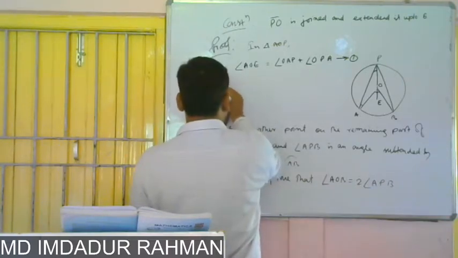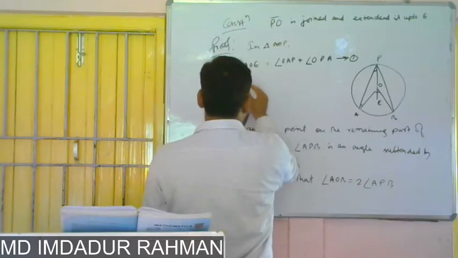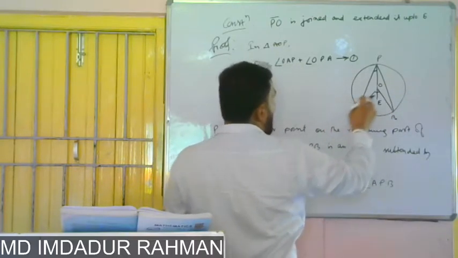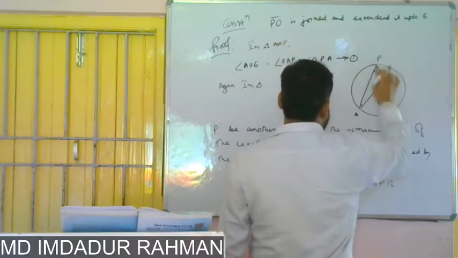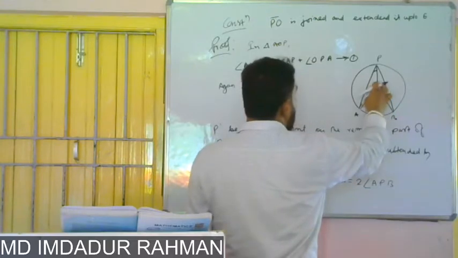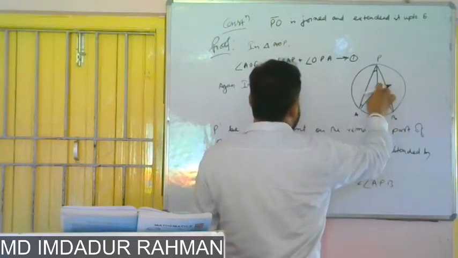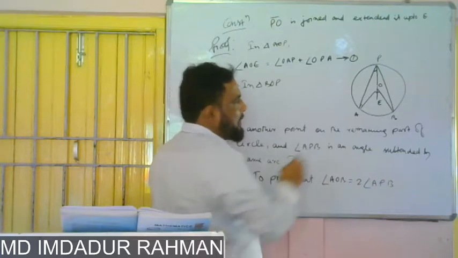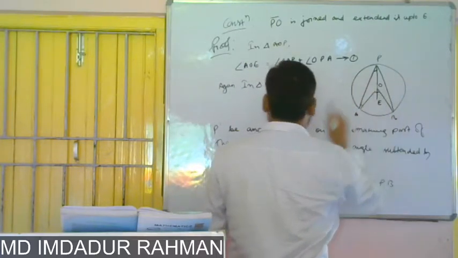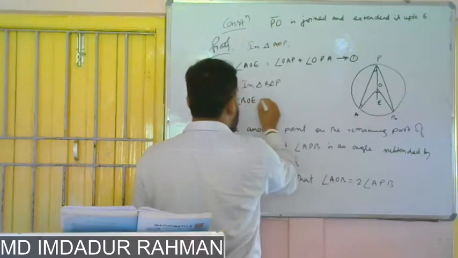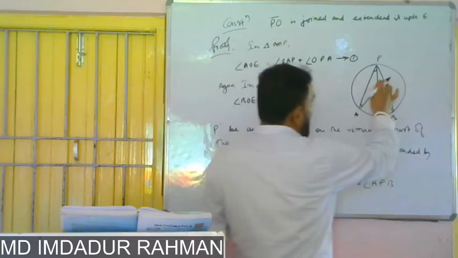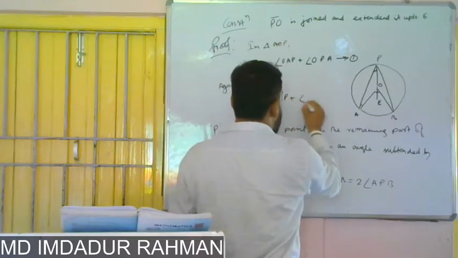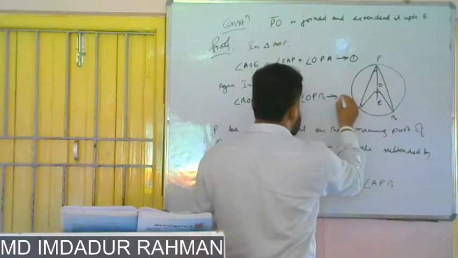Again, in triangle BOP, what is the name of the exterior angle? BOE, this angle. Angle BOE is equal to angle OBP plus angle OPB. This is equation number 2.